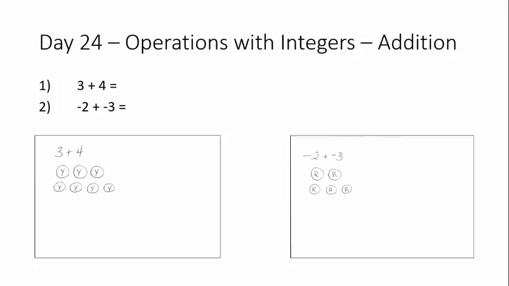I lay out 3 yellow counters. I also lay out 4 yellow counters. The 3 and the 4 are the add-ins. My sum is just represented by the number of counters that are there before us.